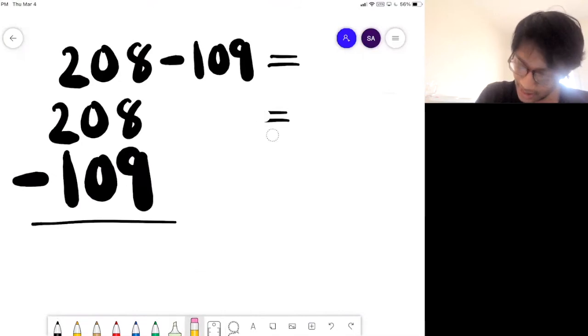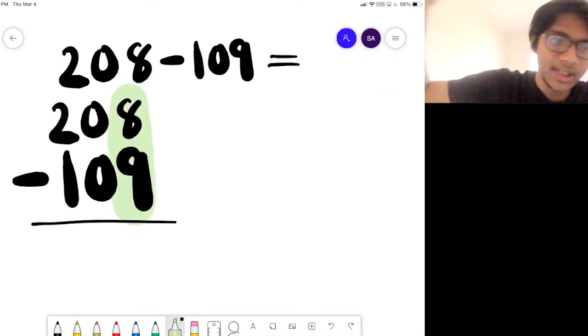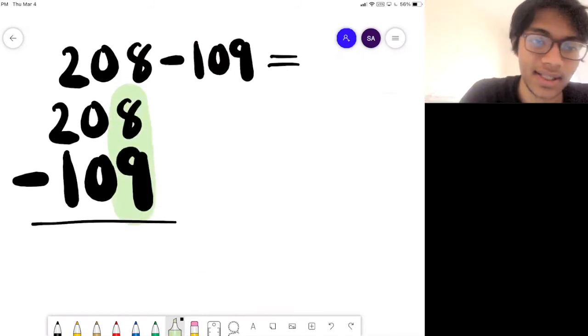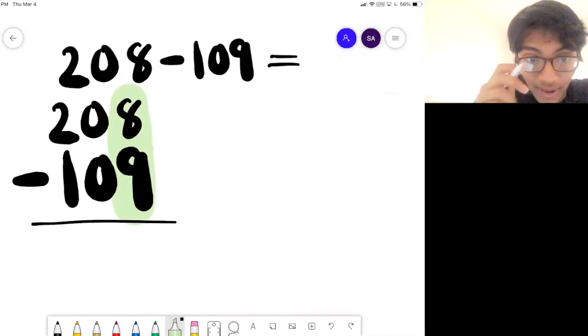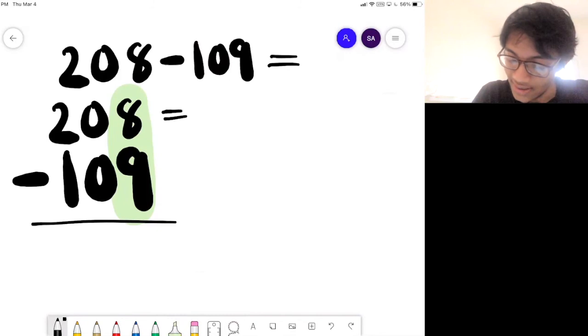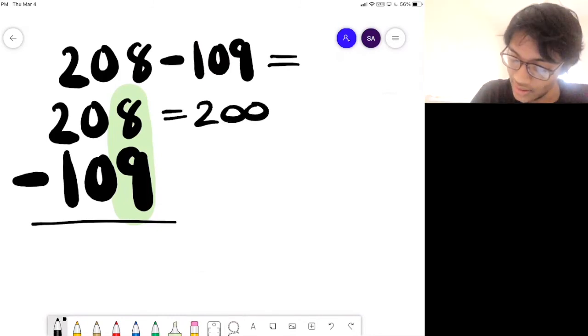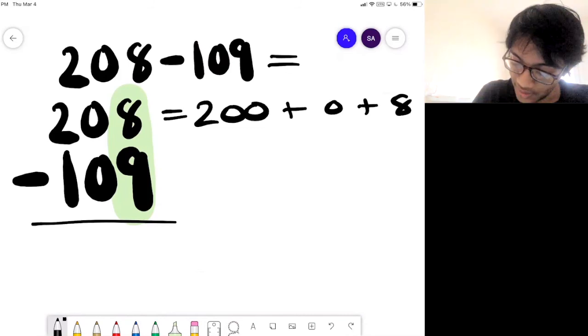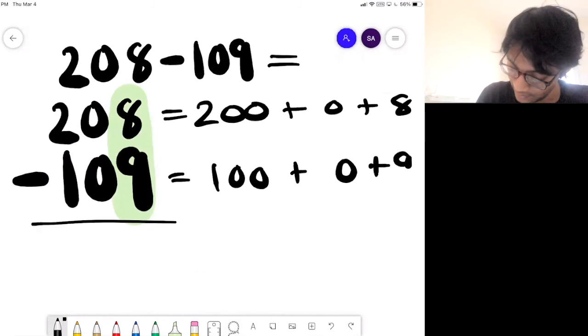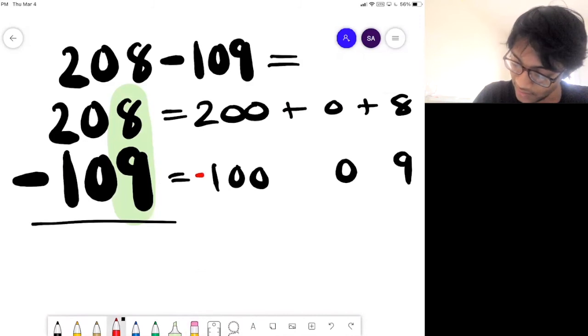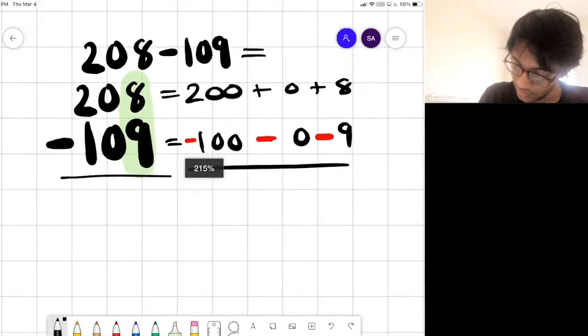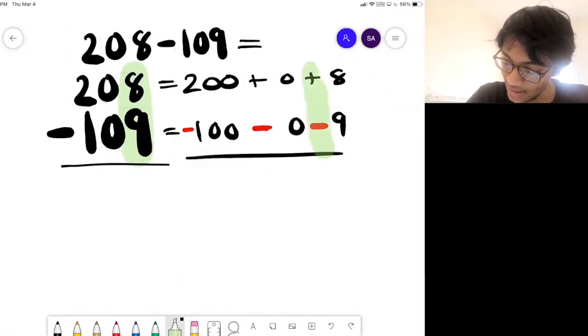Erase what you don't need. And let's look at our first column. 8 minus 9. Heresy, you declare. I cannot do 8 minus 9. 8 is less than 9. So we got to break this up. 208 is the same as 200 plus 0 plus 8. 109 is the same as 100 plus 0 plus 9. So I'm subtracting, so I'll put minus signs here. Minus, minus, minus. So my first column here is again 8 minus 9.